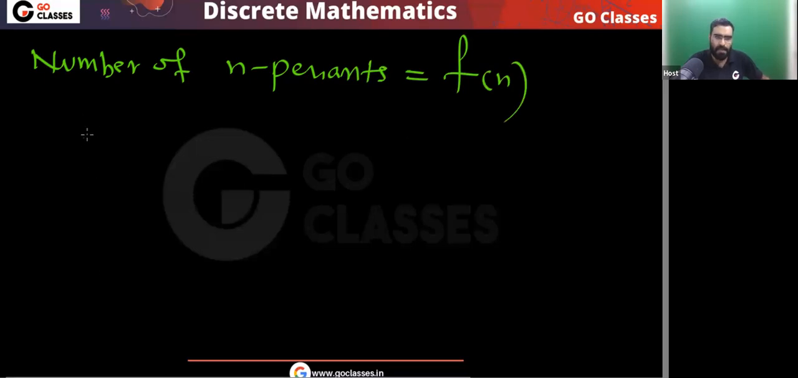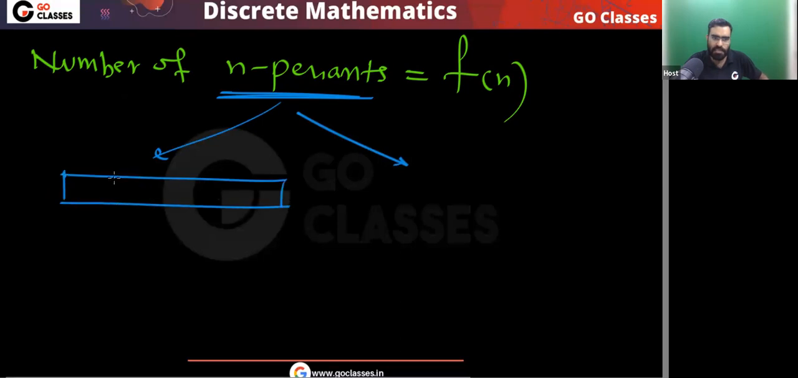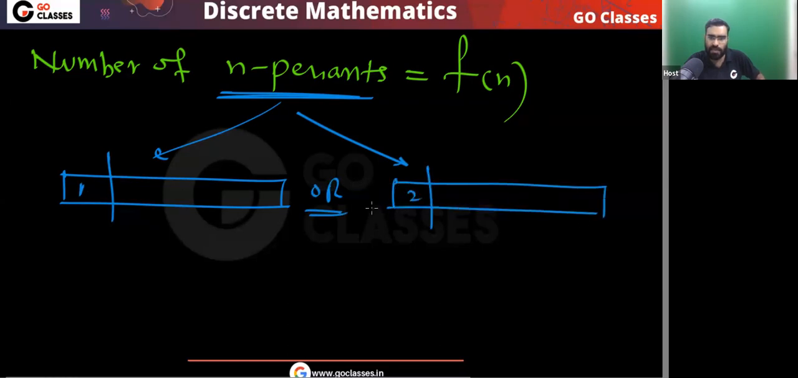So you tell me, if I want to create n pennants, just focus on n pennants, then there are two ways. Either I can start with 1 or I can start with 2. Now, if I am starting with 1, in this case, how many n pennants are there? If I am starting with 1, this is fixed.